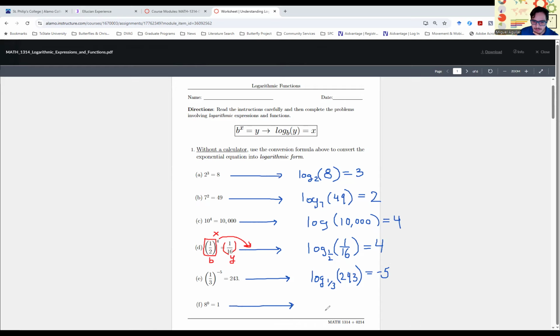Does anybody want to volunteer for this last one? Corey, that's all you. The only thing I can look at is log base 8 of... log base 8 of 1 equals 0. That's correct. Not too bad, right? Not so bad. See, you explained it differently.